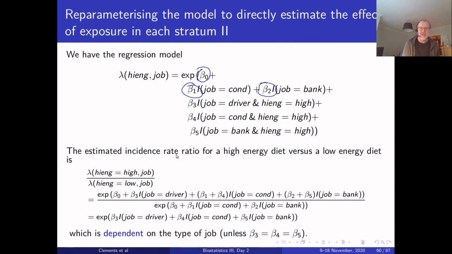The estimated incidence rate ratio for high energy diet versus a low energy diet for a given job is equal to this value at the top divided by this value down the bottom, and then again very nicely we find that the beta 1, beta 0, and the beta 2 all cancel out there, and then we have a value here for drivers, a value here for conductors, and a value here for bank workers, which will be dependent on the type of job, unless beta 3, beta 4, and beta 5 are all the same.